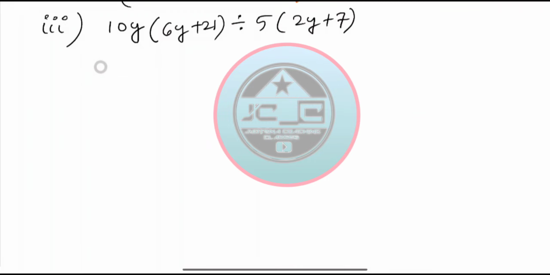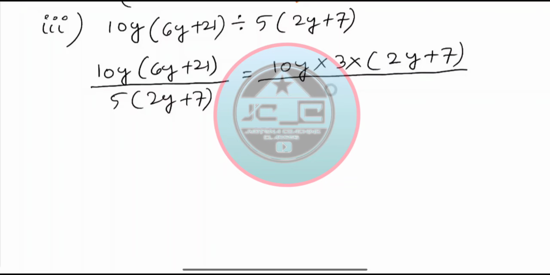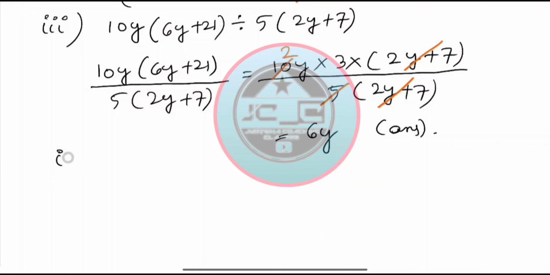Now here we have 10y whole into (6y plus 21) divided by 5 into (2y plus 7). It is equal to 10y into, what should be taken common out? 3. So from 6y and 21, taking 3 common, we are left with 2y plus 7, and whole divided by the already existing denominator 5 into (2y plus 7). Now 2y plus 7 got cancelled. From 5, we have 2 here. The final answer is 2 into 3, which is 6y. Right, this is the final answer. Now let's move to the fourth one.